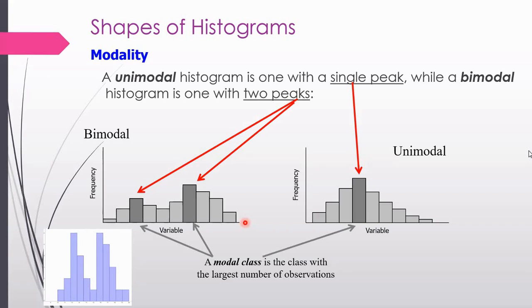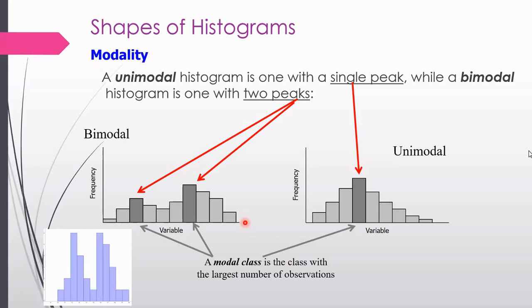If you want to compare histograms, you can look at these three points. First is the shape, whether it is symmetrical or skewed. When it's skewed, we can look at whether it is positively skewed or right skewed, or negatively skewed or left skewed. Then we can look at the modality of the histograms, looking at how many peaks a histogram consists of, whether it's unimodal, bimodal, or multimodal. If it's unimodal, there must be a single peak. If it's bimodal, it has two peaks.